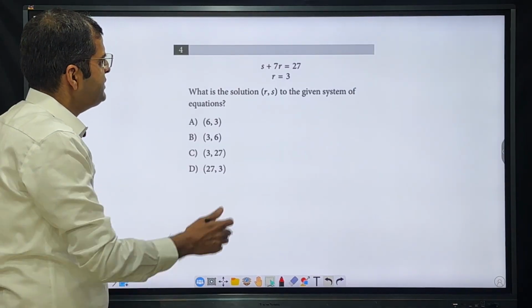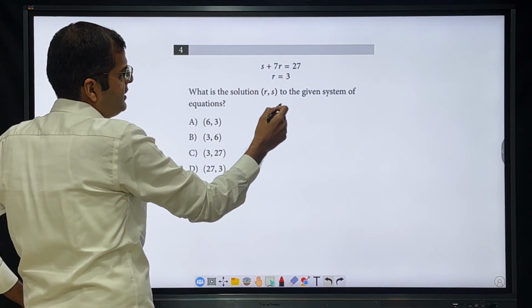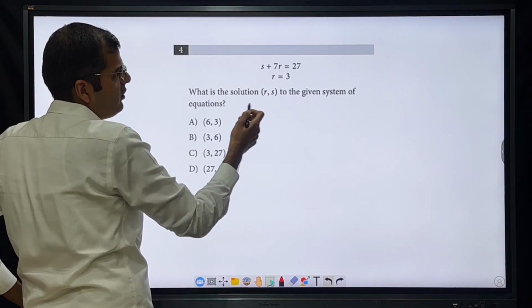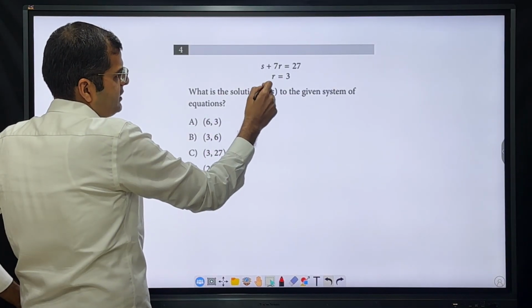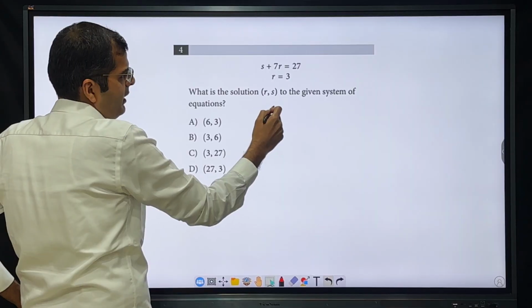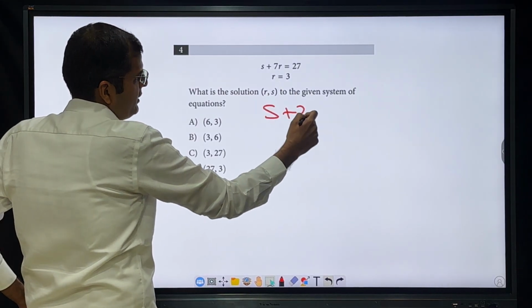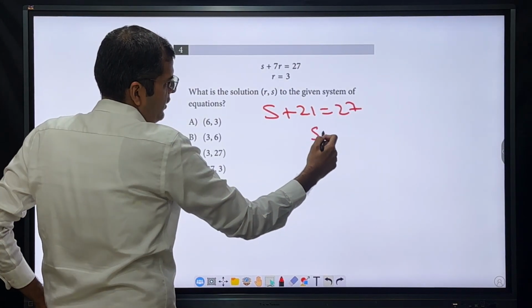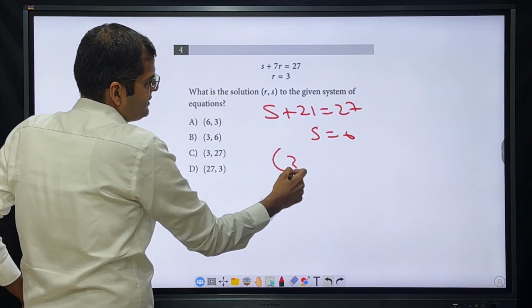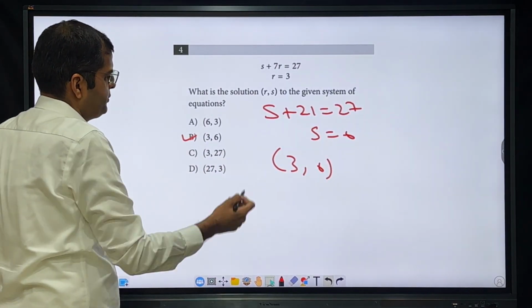Now this question says s plus 7r equal to 27, r equal to 3. What is the solution r, s of the given system of equations? R is 3. Putting r equal to 3 above, we get s plus 7 times 3, which is 21, is equal to 27. So s is equal to 6. So r, s is 3, 6 is the solution. Answer option B is correct here.